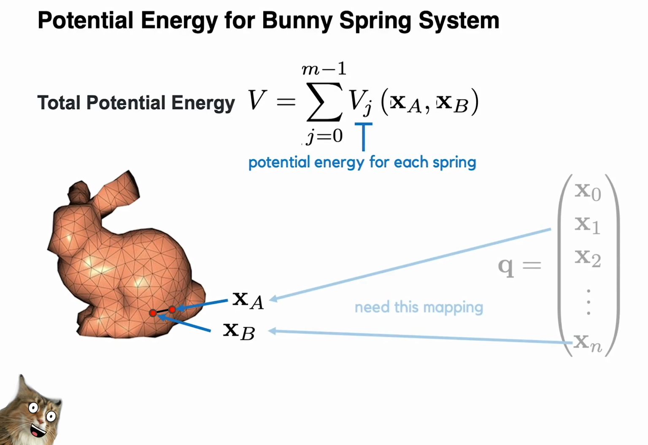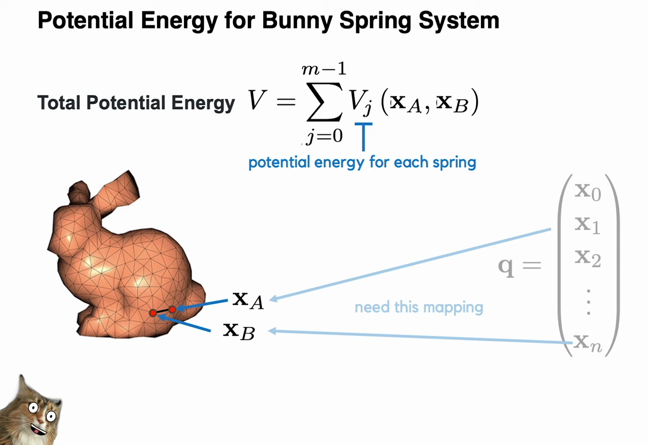Analogously to the kinetic energy, we can define the potential energy of the entire bunny as the sum of potential energies of individual springs. Here, m is the number of springs, and V subscript j are the individual potential energies for each spring. Each V subscript j is computed using the formula for a single spring from earlier in the video. x sub a and x sub b are the positions of the endpoints of the jth spring.